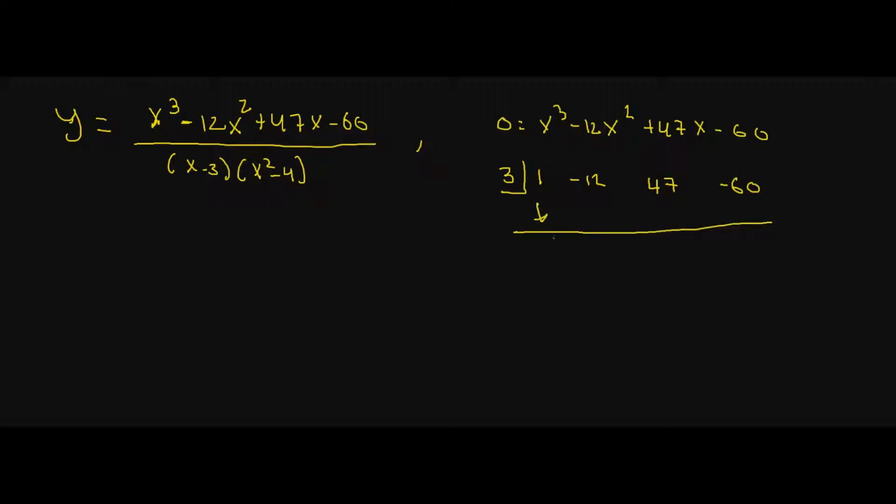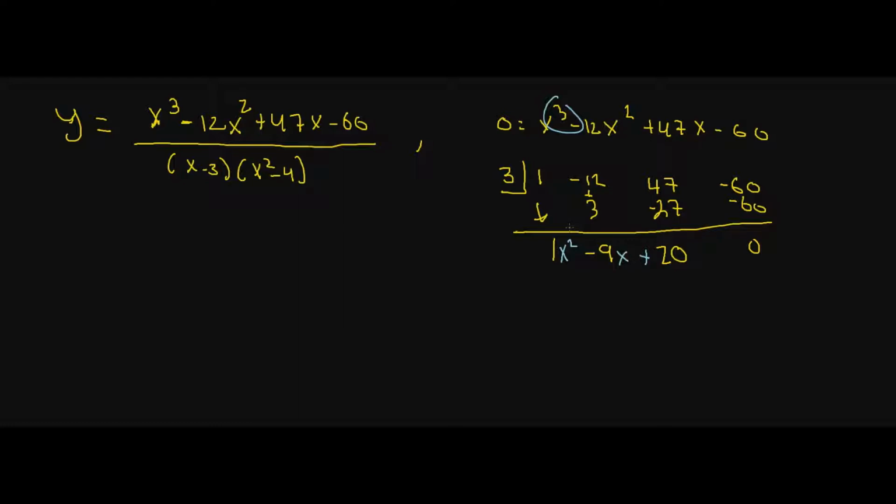Well, we bring the 1 down. 3 times 1 is 3. We add them and get negative 9. Then we get negative 27. Add these and we're going to get 20, and 3 times that is 60, so we get 0. So now we can rewrite the bottom equation as 1x squared minus 9x plus 20, because this was x to the third, so this is going to be 1 degree less.